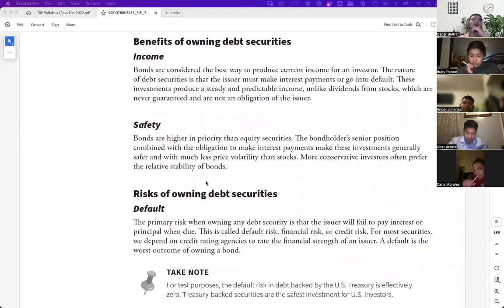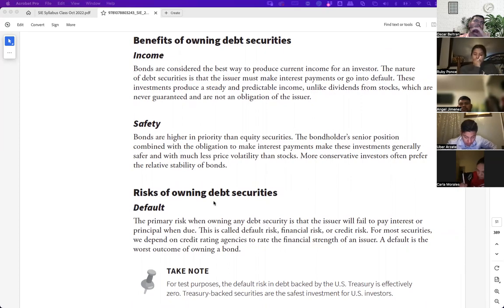So this here talks about the benefits of debt securities. The first one is going to be income. It's going to give them income pretty much each month. Then it's going to be safety. Overall, they're relatively safe. They're going to be at the same value where they were in the past, and it's not going to go down that much.